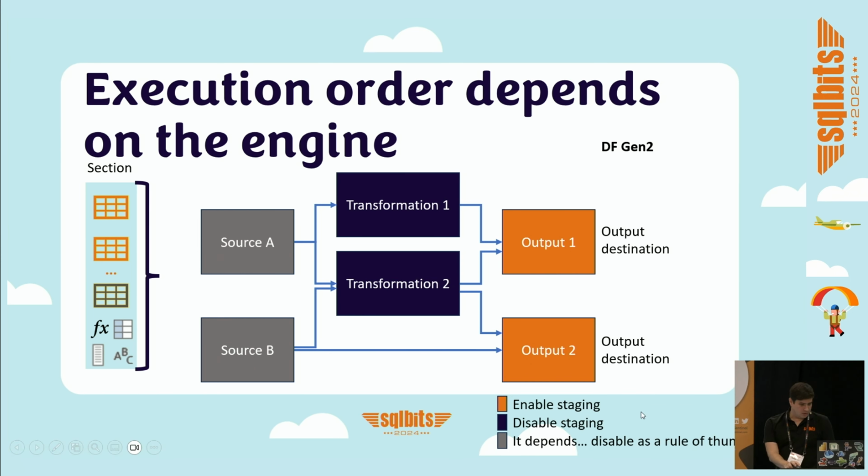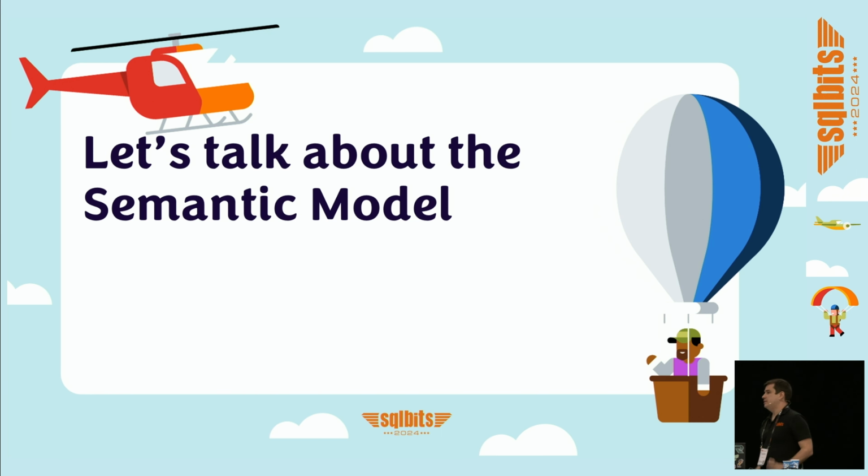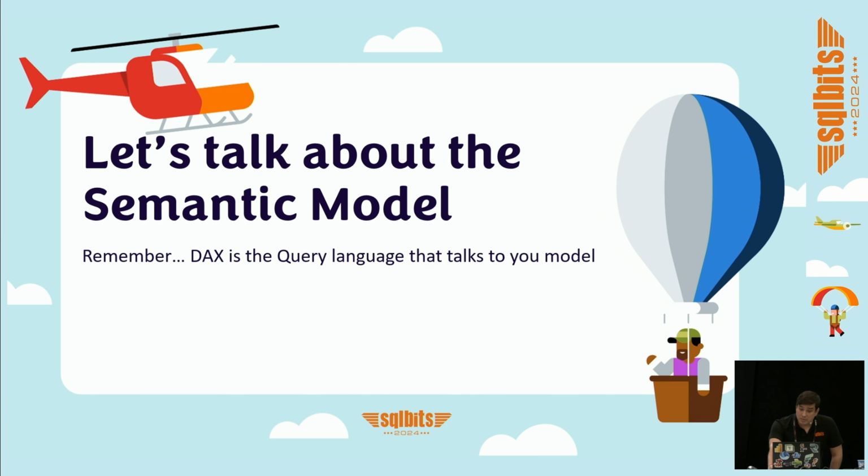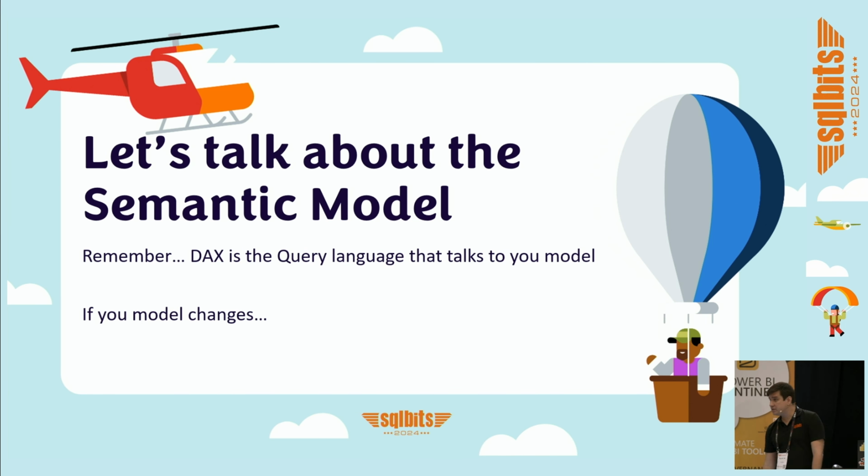Okay, so now let's talk about the semantic model. I first talked about the first engine, the ETL engine that runs side by side with Power BI. Now let's talk about the Analysis Services engine that runs the DAX language, which is why Power BI is Power BI, because of the tabular model. Remember, DAX is a query language that talks to your model. If your model changes, your output might change.